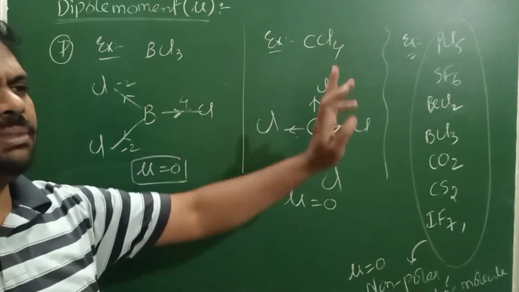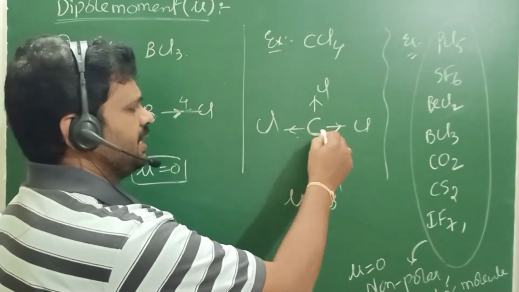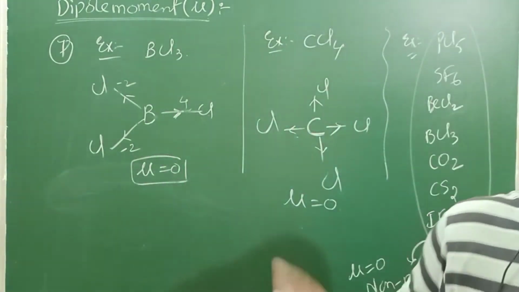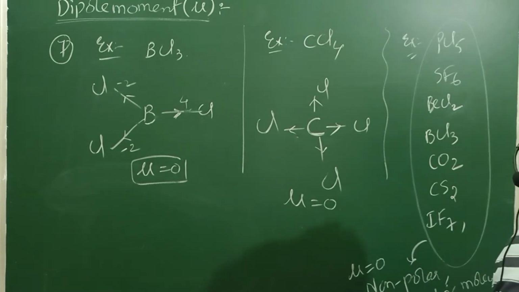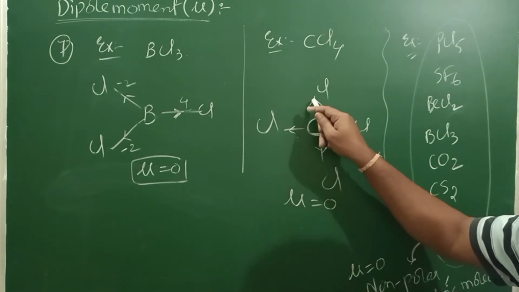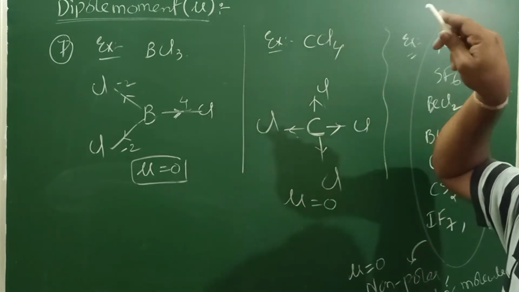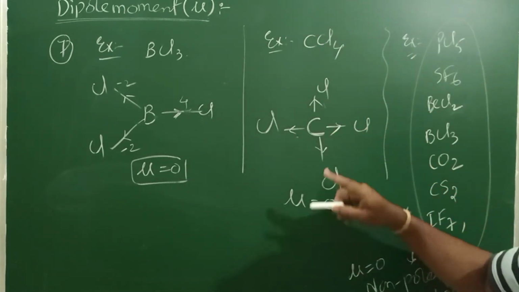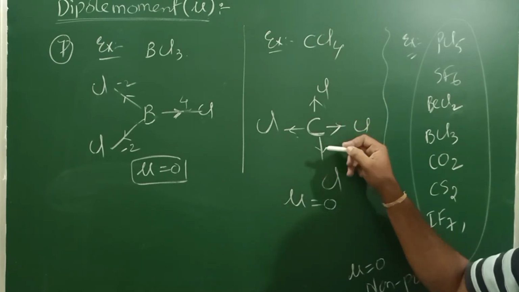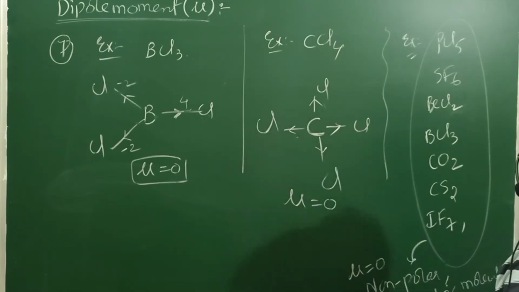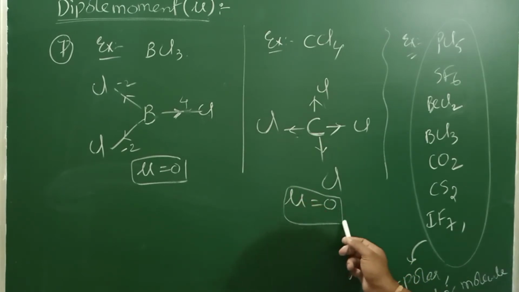Next, in the same sense, carbon tetrachloride. In carbon tetrachloride, carbon is the central atom. Now, between carbon and chlorine, chlorine has the higher electronegativity. Therefore, the bond moment is going towards the upside. Let us say upside is positive and downside is negative, so the net dipole moment is 0. Next, come to the carbon-chlorine bonds: the right-side chlorine is positive and the left-side chlorine is negative. Net is 0. So, mu is equal to 0.